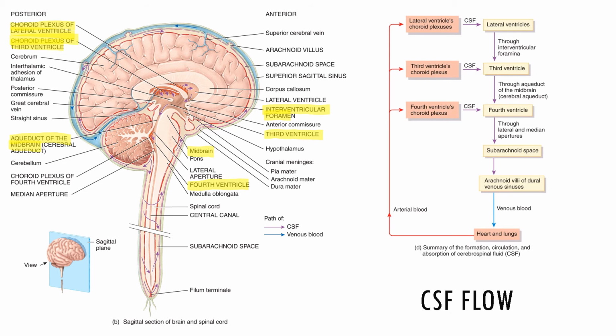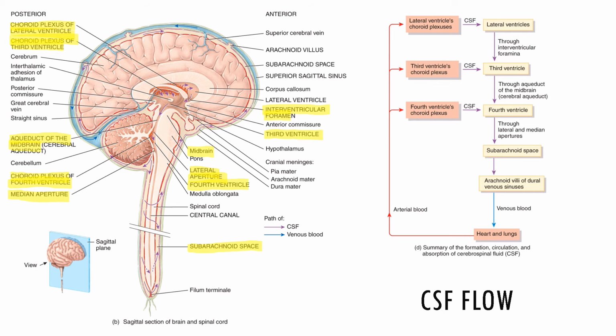The choroid plexuses of the fourth ventricle are going to contribute a bit more cerebrospinal fluid as well. The cerebrospinal fluid then enters the subarachnoid space through three openings in the roof of the fourth ventricle, which are the median aperture and paired lateral apertures. So these are the openings through which the cerebrospinal fluid enters into the subarachnoid space.